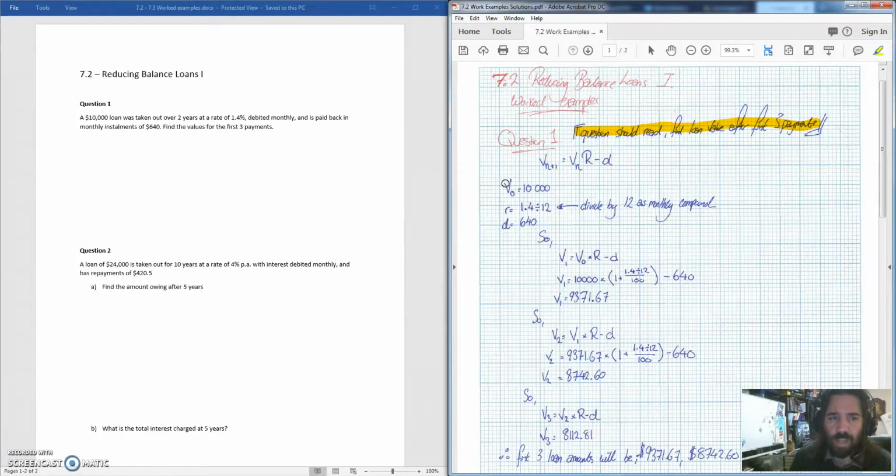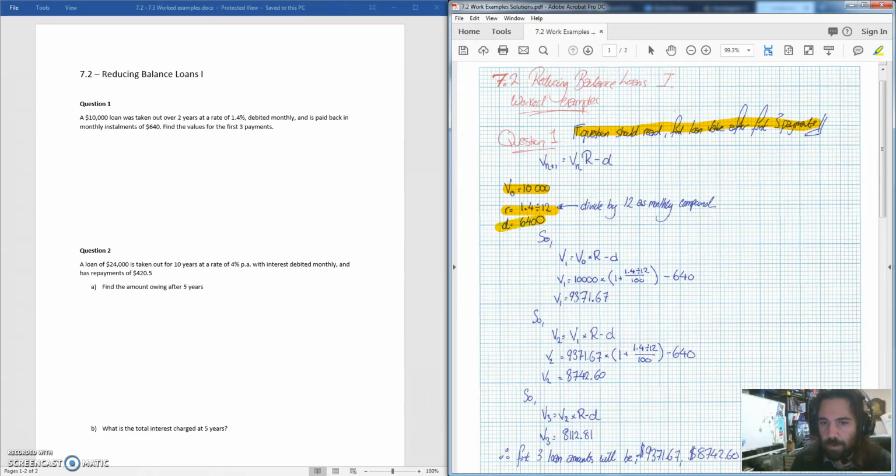So if I take all that information in this question, I have my V0, so my principal was $10,000. My R value is 1.4, but it's debited monthly, so we're going to divide that by 12.